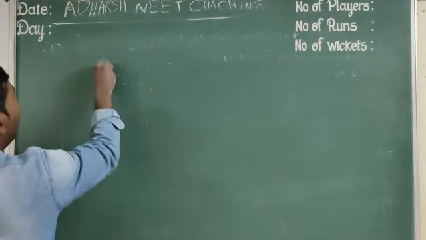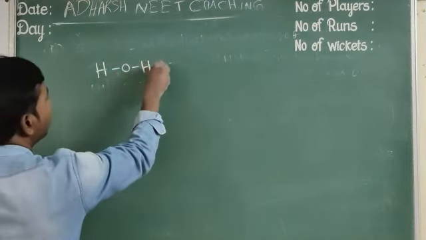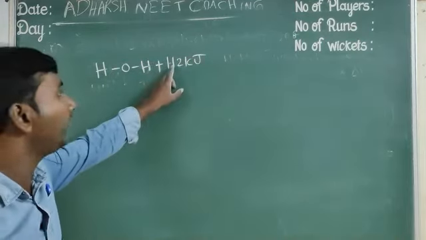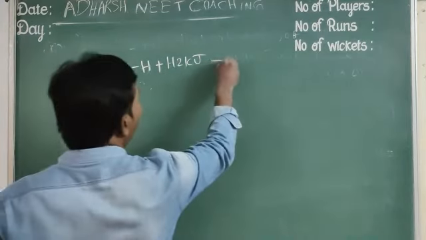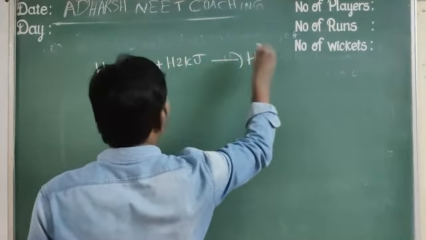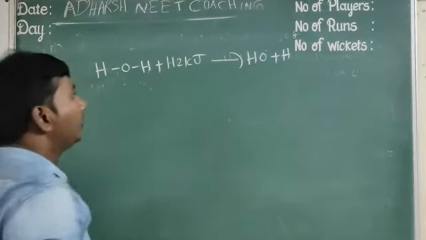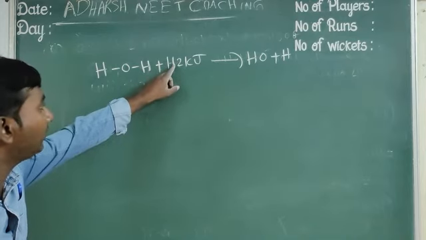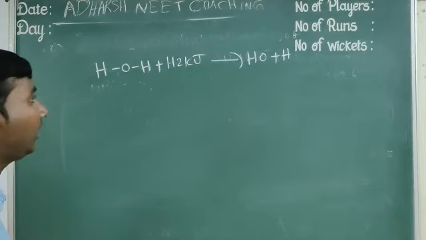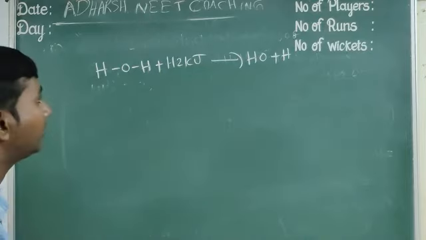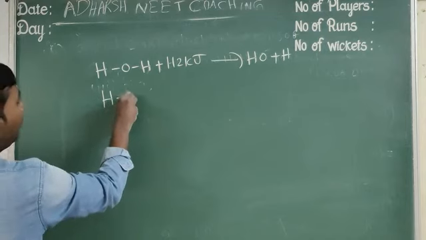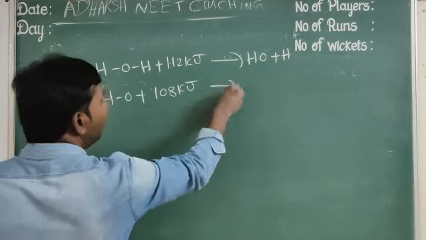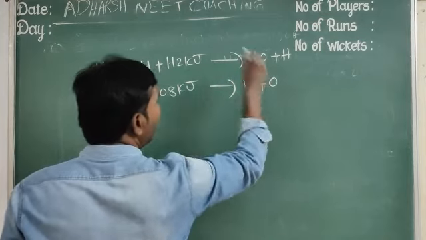Next, the water molecule. HOH plus 112 kilojoules of heat energy taken, this is an endothermic amount, gives rise to HO plus H. This is an endothermic amount only. On the left side we write plus 112 kilojoules, which means endothermic only. We already discussed this in heat of reaction. Next, HO plus 108 kilojoules gives rise to H plus O.